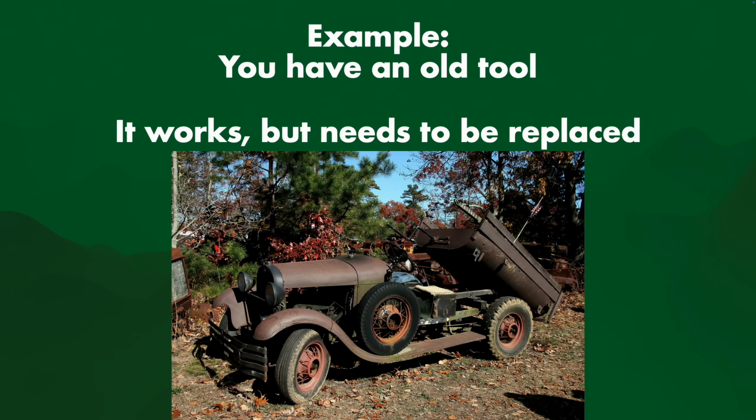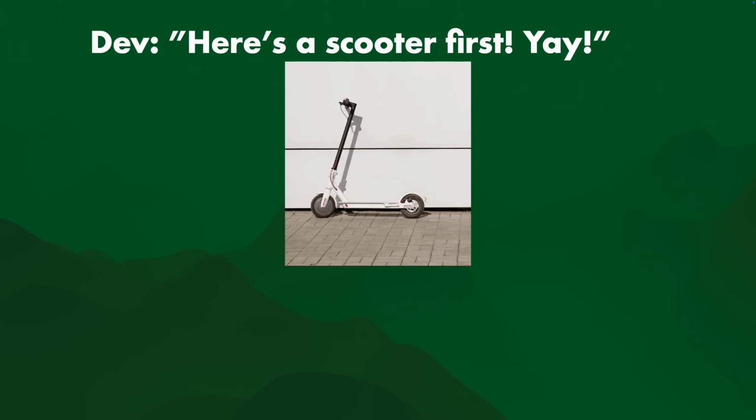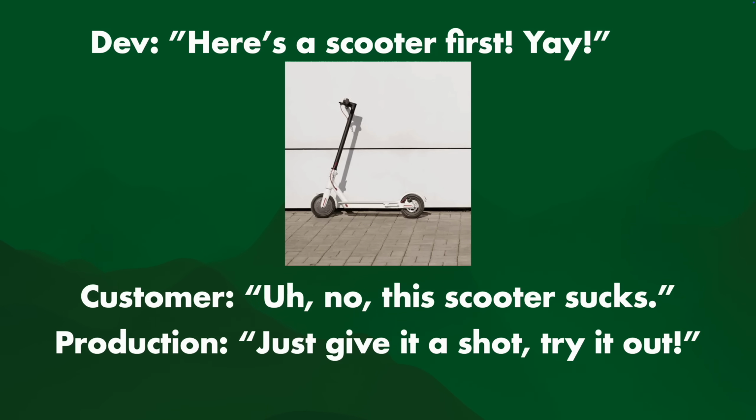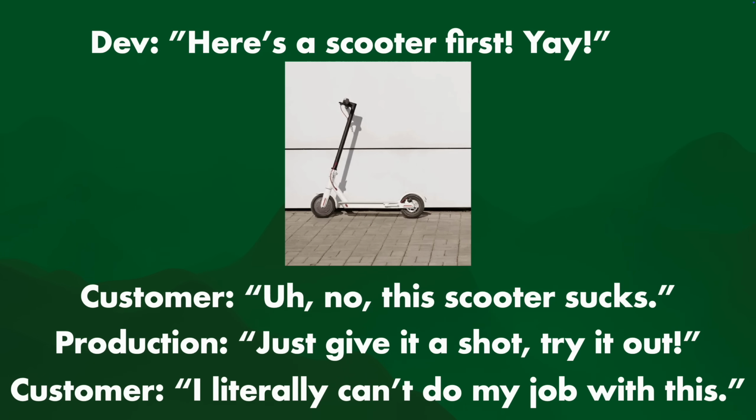So what happens a lot of the time here is that a dev goes, here's a scooter first. Yay! And there's a scooter. And then the scooter's given to the customer, and the customer goes, no, this scooter sucks. And then production goes, no, just give it a shot. We're doing agile, iterative development. Just try this out. And the customer goes, I literally can't do my job with this.